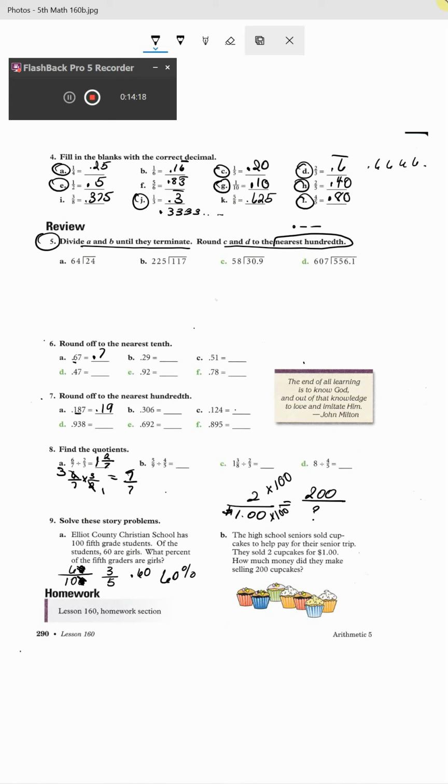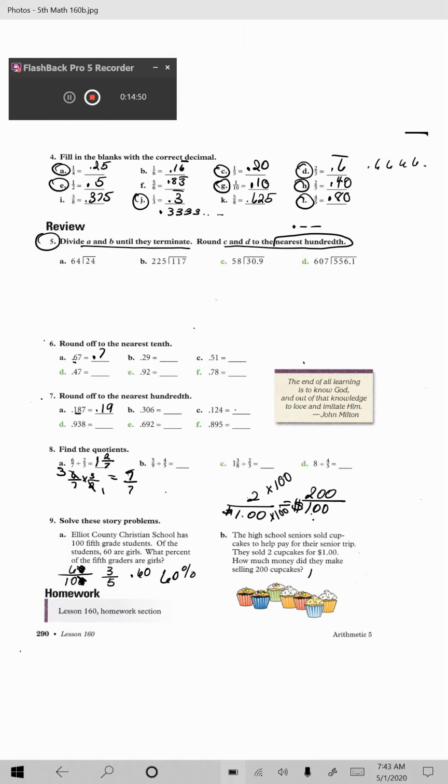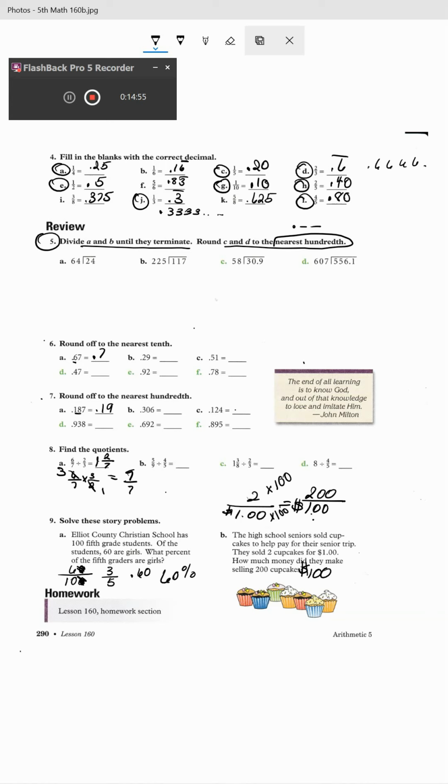And I get 100, sorry. Let me erase that so you can see. $1 times 100 is 100. So 2 cupcakes cost $1, so 200 cupcakes costs $100. All right. Okay, I think that's all we have to do. You can do the rest on your own.